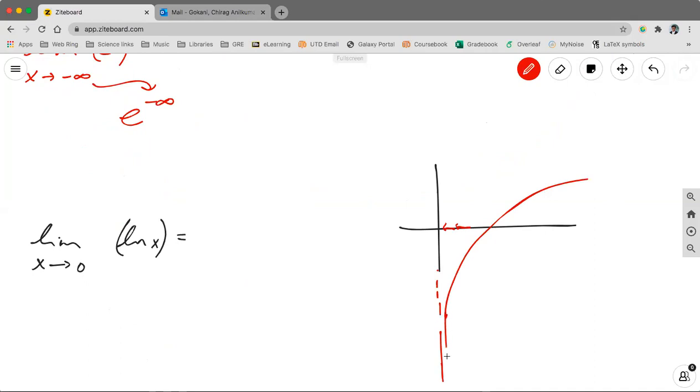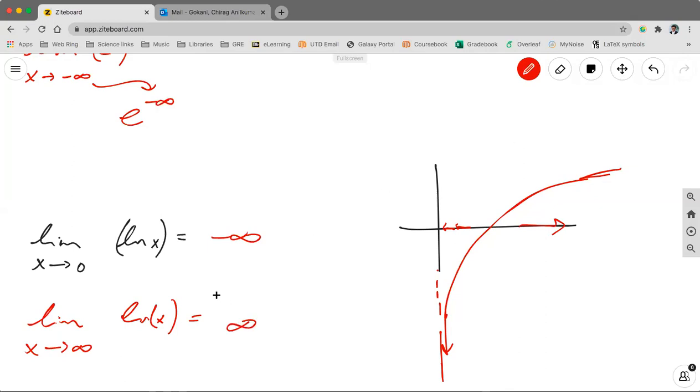I'm thinking negative infinity. Negative infinity, good, because it keeps going down and down and down to the depths. And can anyone tell me what the limit as x approaches infinity of the same function is? So as you go this way, does the natural log ever level off? It actually doesn't. So what does the limit equal? Infinity. Infinity as well, yes.